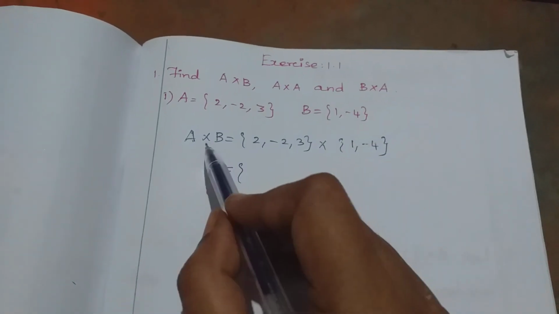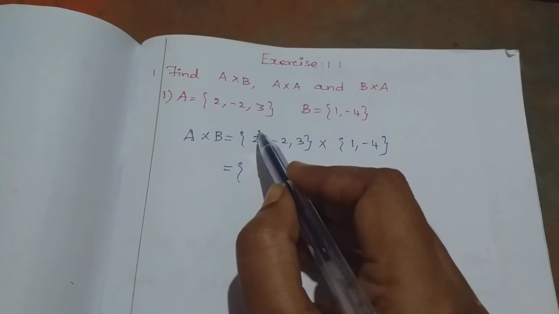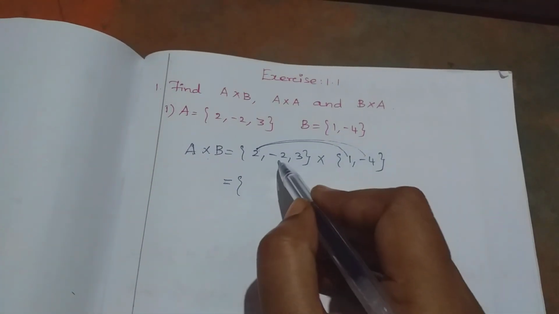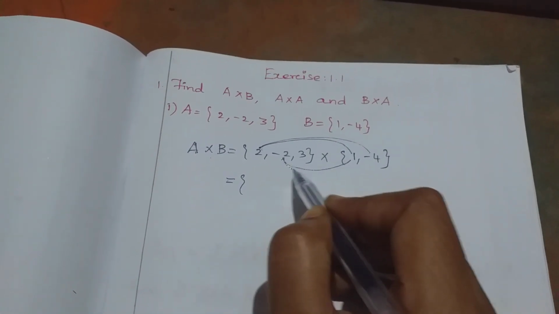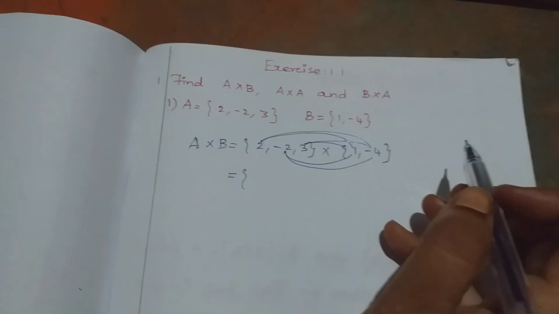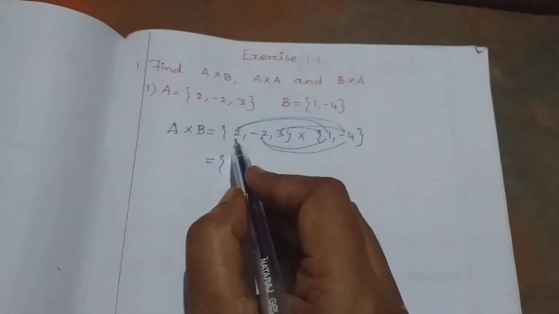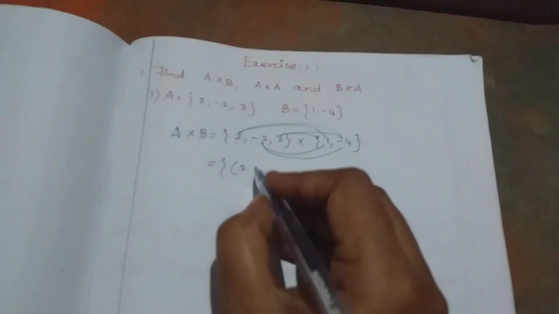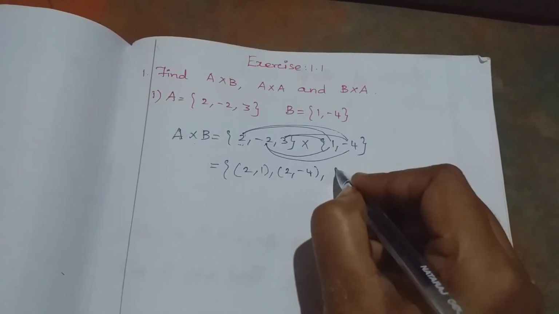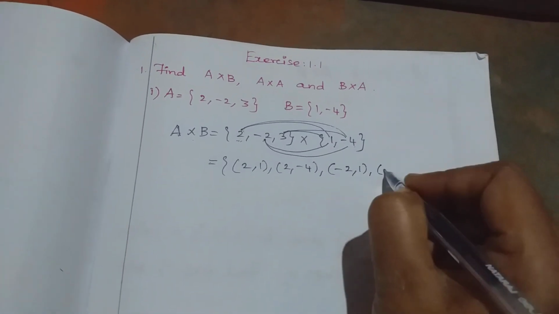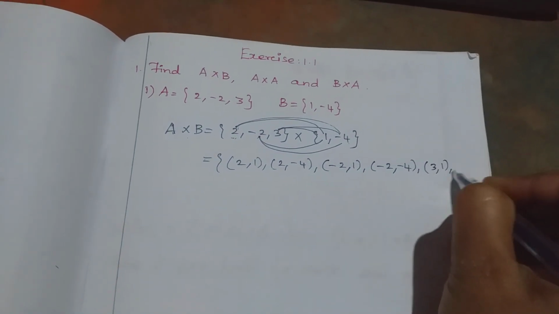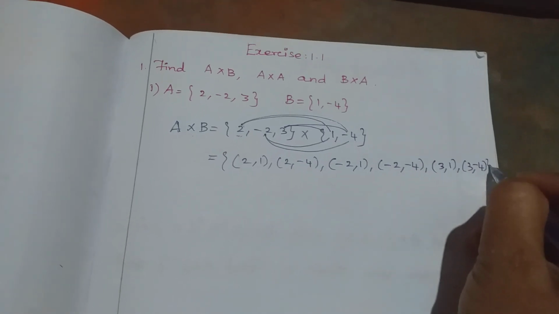So now A cross B means just you have to write in ordered pairs. (2, 1), (2, minus 4). Next (minus 2, 1), (minus 2, minus 4). Next (3, 1) and (3, minus 4). So first element 2: (2, 1), again (2, minus 4). Next (minus 2, 1), (minus 2, minus 4). (3, 1), (3, minus 4).